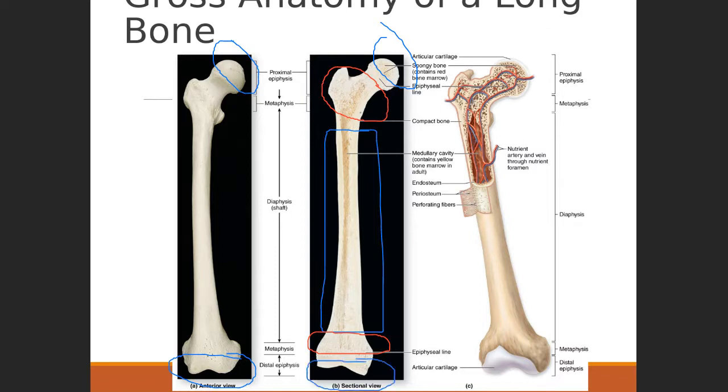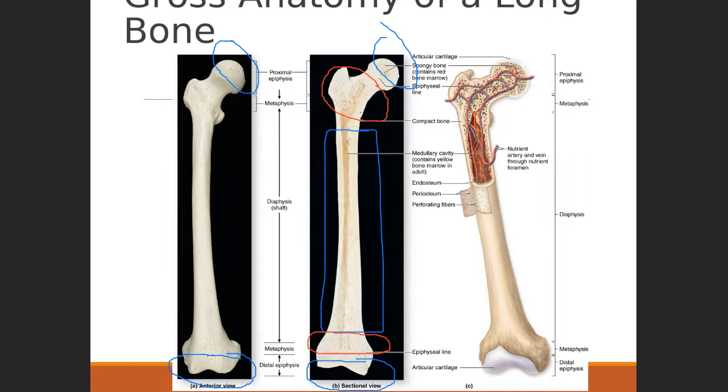Now the metaphysis, I left that for the last of the three to point out where it is, because it's the one that's least distinct. If you follow the shaft proximally and distally, you're going to get to a place where it starts to flare and become irregular. There you know the shaft is done. The epiphysis will always refer to the areas of the bone that articulate with another bone. So they'll be covered with hyaline cartilage. But somewhere in between both of those is going to be this no man's land, so to speak.